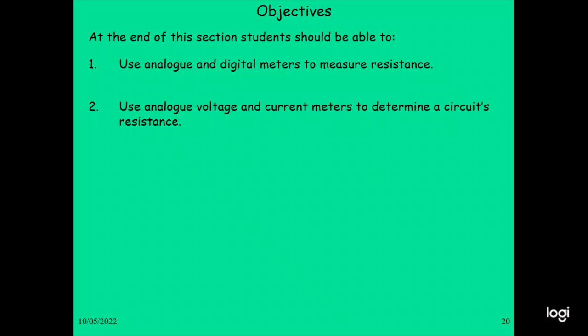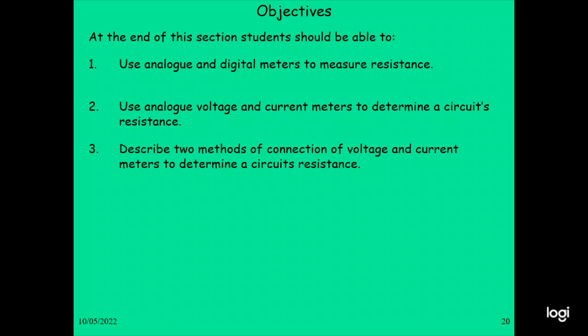In lesson 4, in this session, students should be able to use the analog and digital meter to measure the resistance, use the analog voltage and current meter to determine the circuit resistance, describe the two methods of connection of voltage and current meters to determine the circuit resistance, and compare these two methods of connection.